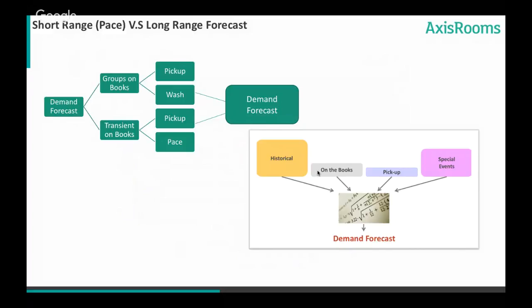Now, a long-range forecast tends to be less accurate due to the uncertainty and lack of committed business on the books. Long-range forecasts would generally be based on historical performance for the same period, pickup, new trends this year, special events, and changes in supply and demand. You can see here through my graphic, the larger the graphic is, the more weight you would give to that element within a demand forecast on a long-term basis. So for example, on a long term here, you would look at more historical business, future special events, then less pickup and less business on the books.